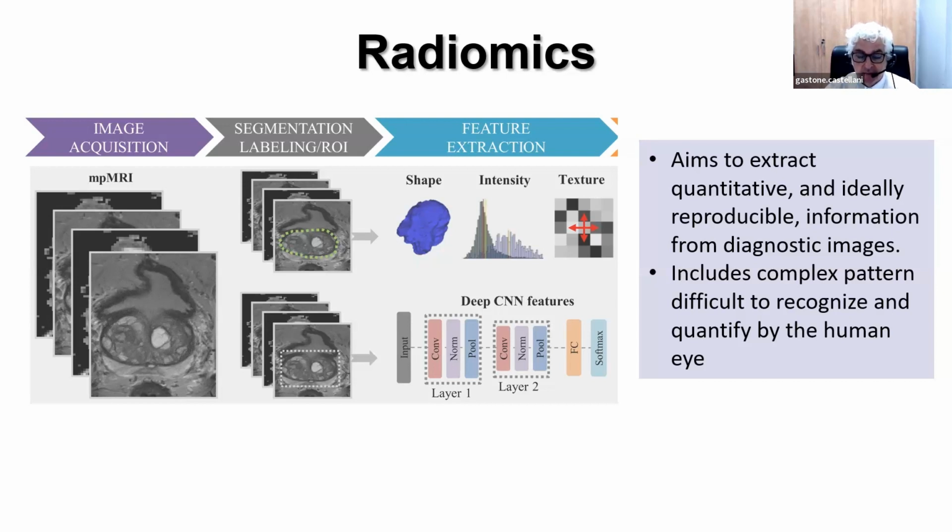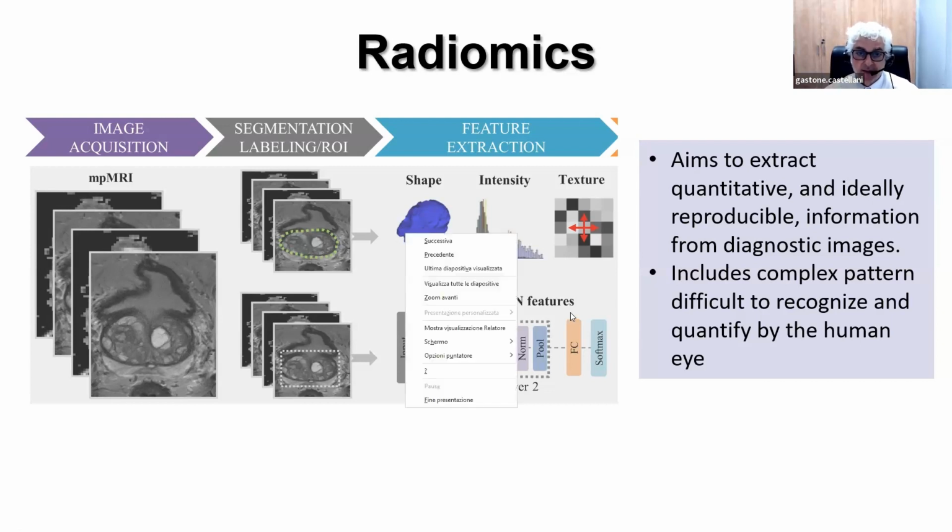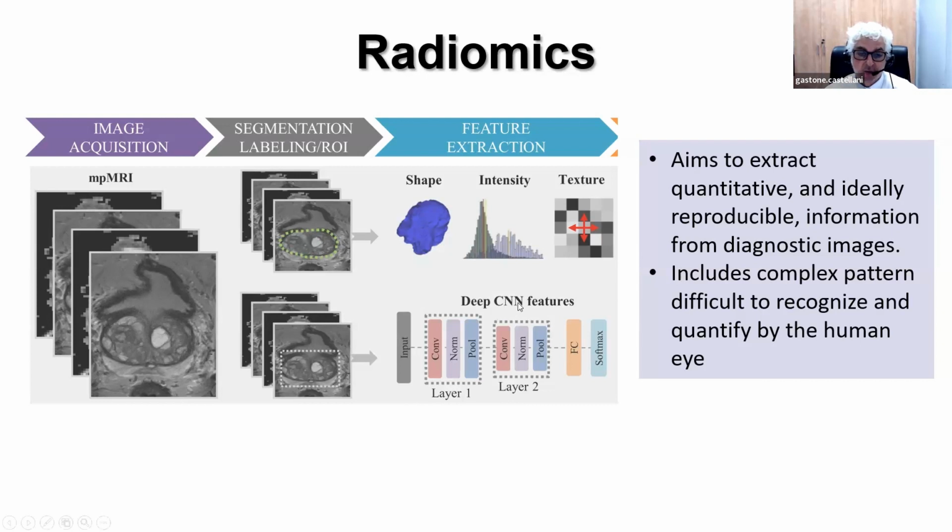By using ad hoc software, we can extract, let's say, 1,000 of these features. We can also extract these features by using a convolutional neural network, a multi-layer network. And after this feature extraction, we need to perform feature selection and dimensionality reduction. So basically, we have to identify the most important features for predicting some clinical outcome.